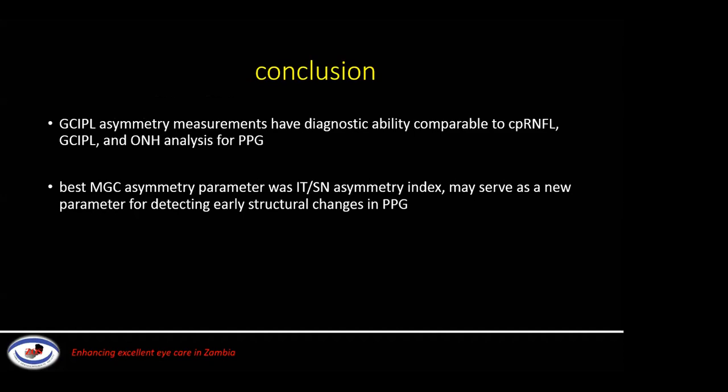So in conclusion, ganglion cell inner plexiform layer asymmetric measurements have diagnostic ability comparable to the circumpapillary retinal nerve fiber layer, the ganglion cell inner plexiform layer, as well as the optic nerve head analysis for PPG. Then the best macular ganglion cell asymmetric parameter was the inferotemporal and superonasal asymmetric index. And this may serve as a new parameter for detecting early structural changes in pre-perimetric glaucoma.